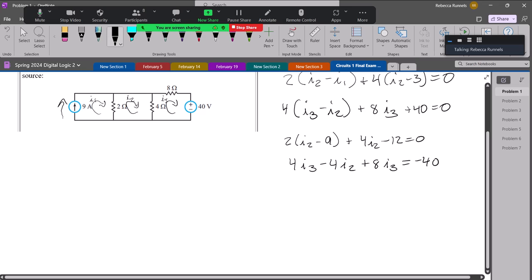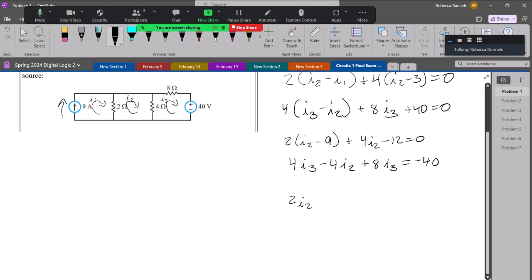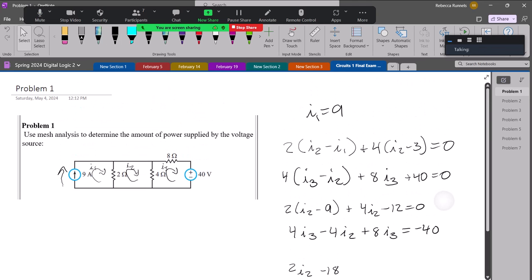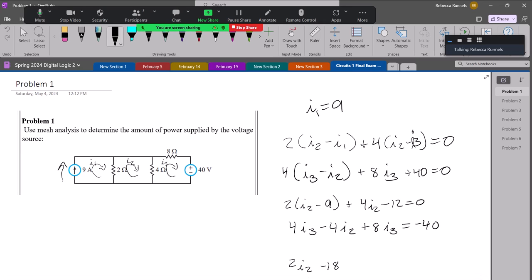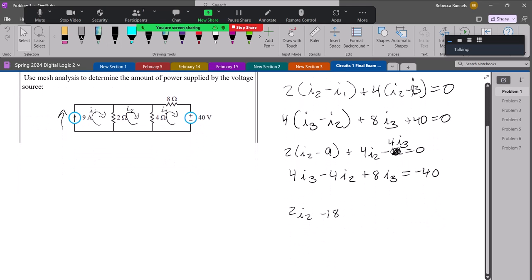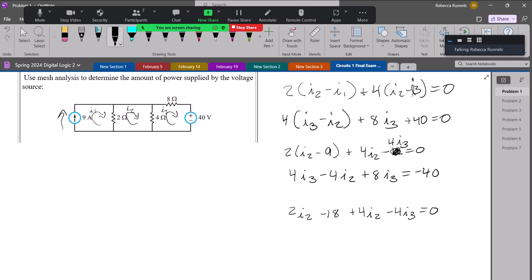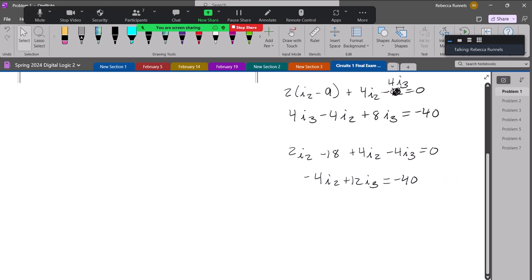And then the top equation, I'll have 2I2 minus 18. This should have been I2 minus I3, not I2 minus 3. So 2I2 minus 18 plus 4I2 minus 4I3 equals 0. And then the second equation, minus 4I2 plus 12I3 equals negative 4. Is that right? Yeah, that's right. And then the top equation, combining like terms, 6I2 minus 4I3 equals 18.